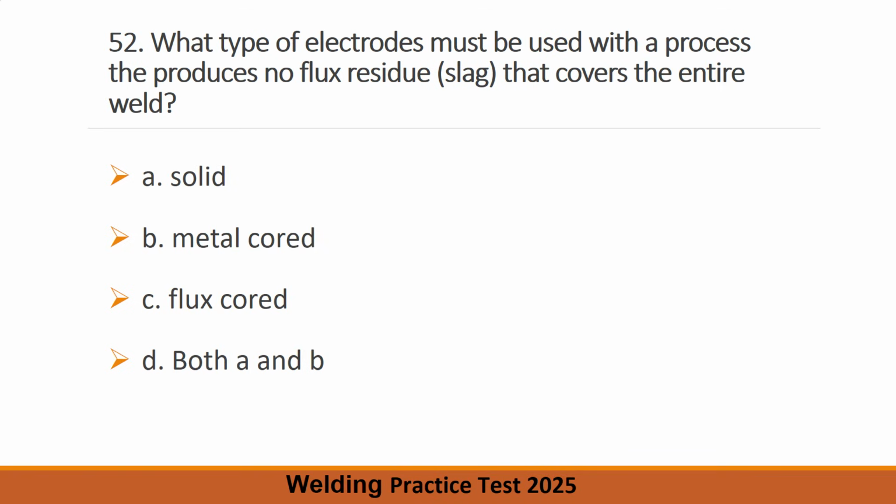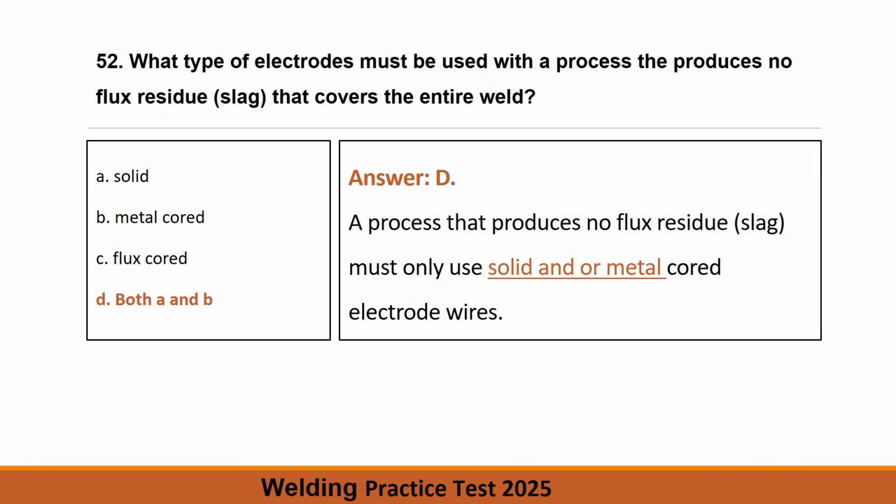52. What type of electrodes must be used with a process that produces no flux residue, slag, that covers the entire weld? A. Solid. B. Metal cord. C. Flux cord. D. Both A and B. Answer, D. A process that produces no flux residue, slag, must only use solid and/or metal cord electrode wires.